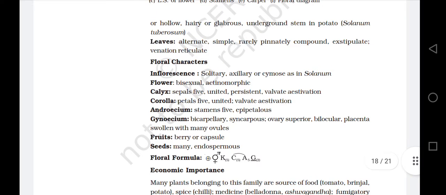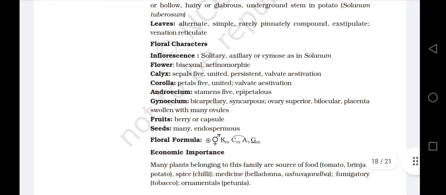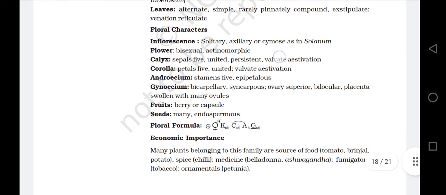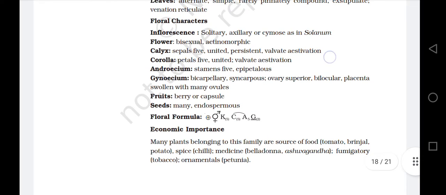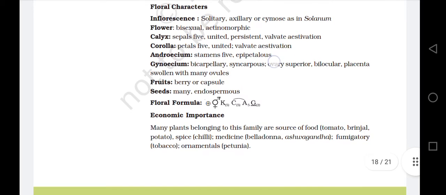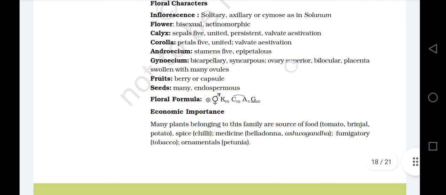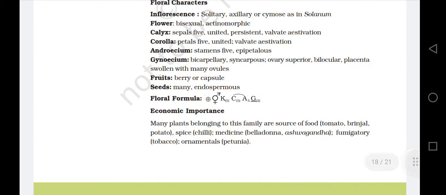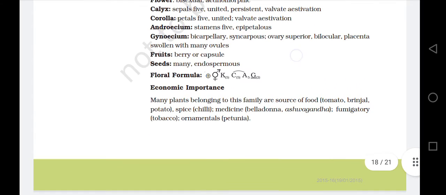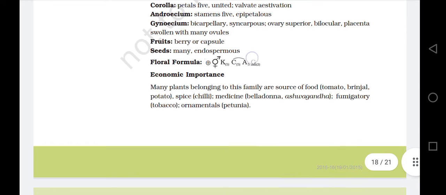Floral characters. Inflorescence solitary, axillary or cymose as in Solanum. Flower bisexual, actinomorphic. Calyx, sepals 5, united, persistent, valvate aestivation. Corolla, petals 5, united, valvate aestivation. Androecium, stamens 5, epipetalous. Gynoecium bicarpellary, syncarpous, ovary superior, bilocular, placenta swollen with many ovules. Fruits, berry or capsule. Seed, many endospermous seeds.